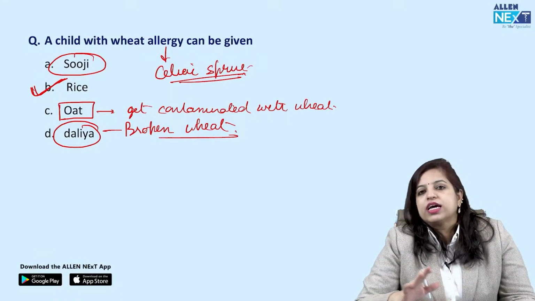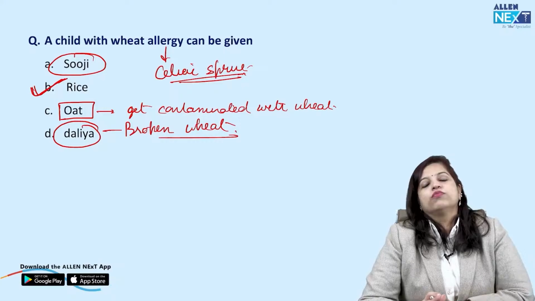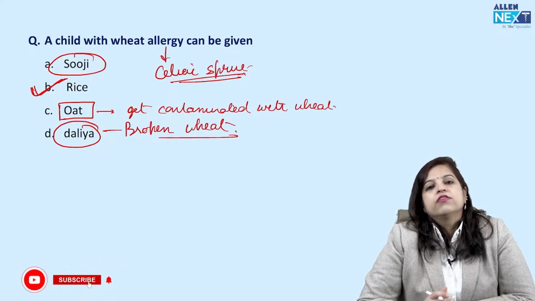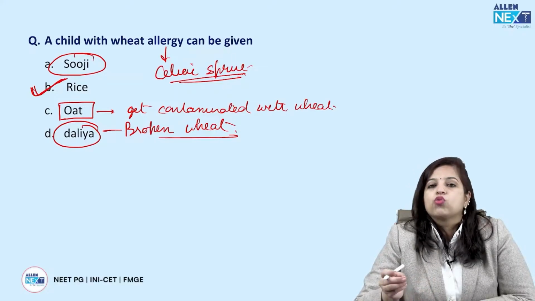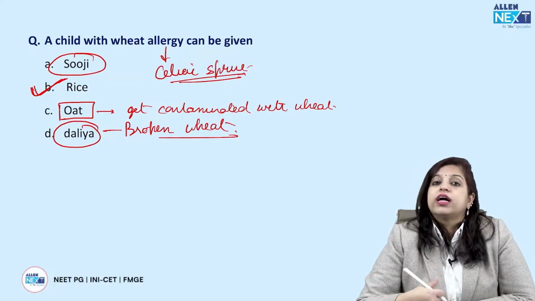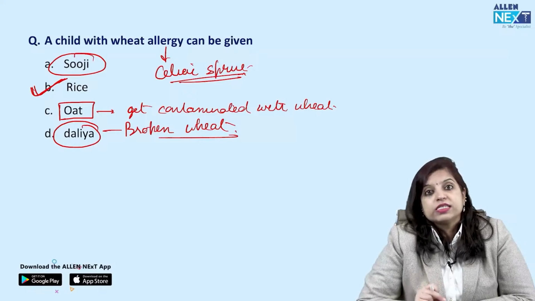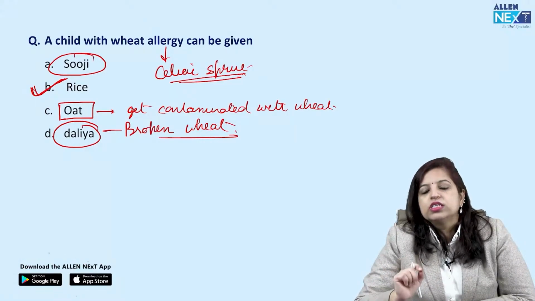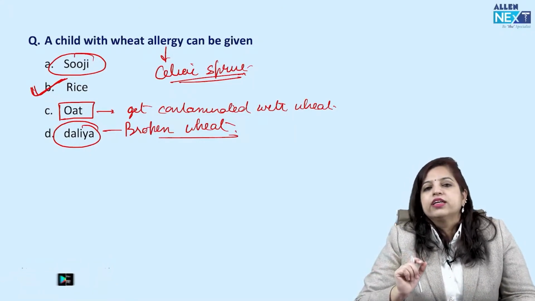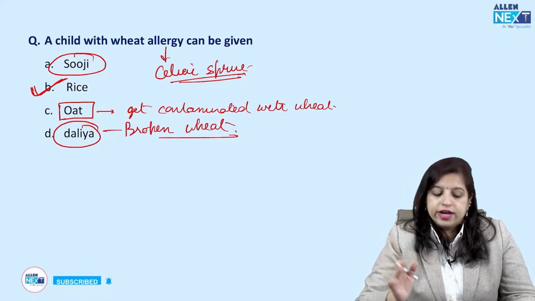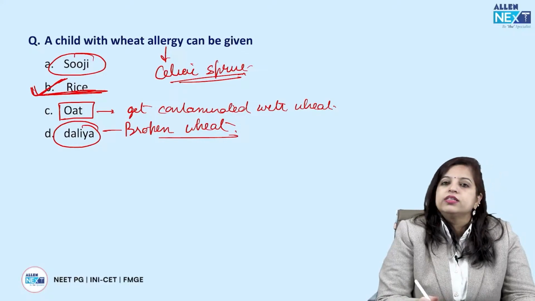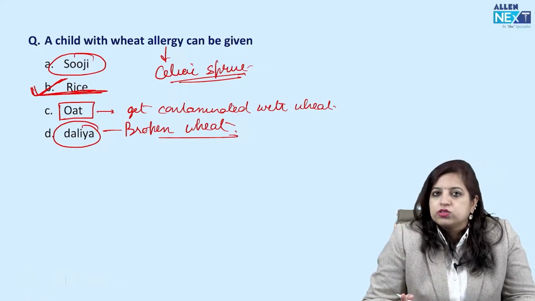Per se oats can be given if it is manufactured at a facility where the wheat contamination is not occurring, but it is usually a norm that oats get contaminated with wheat, so that is why we do not give oats. Per se oats can be given. This little information may help you solve future MCQs when you have it in your head. If you have a very clear cut option like rice, then you go straight away for rice only over here, right?